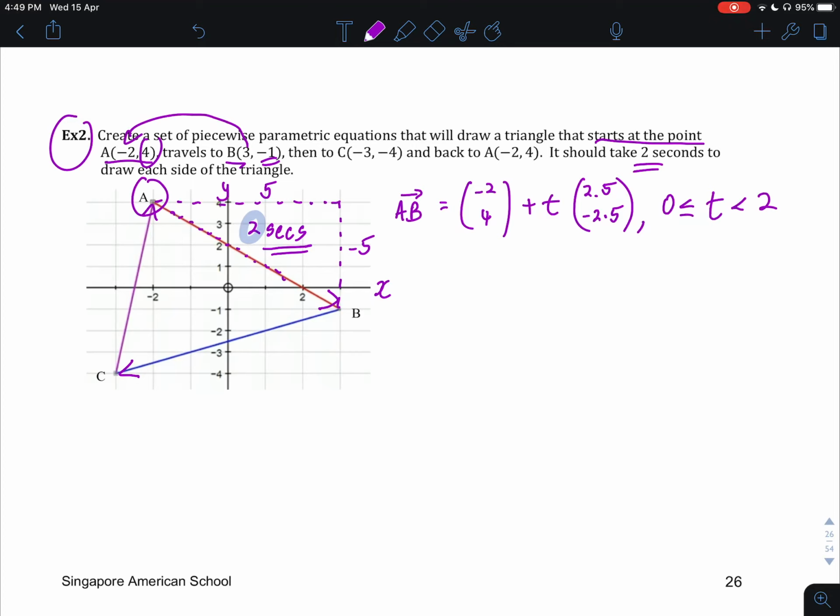And I'm going to talk a little bit about the including, not including at the end of the example. So bear with me on that one. Just put a pin in that for now. Okay, so that's our first of three different equations to represent, of course, the drawing of the three different sides.